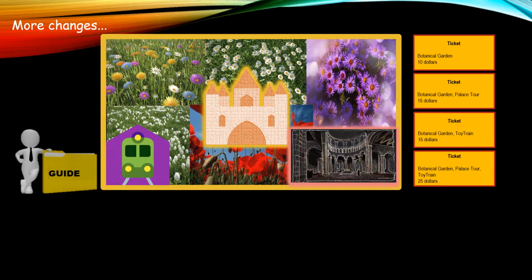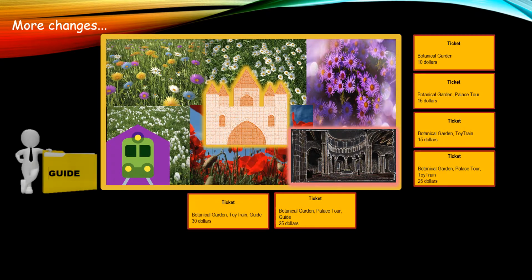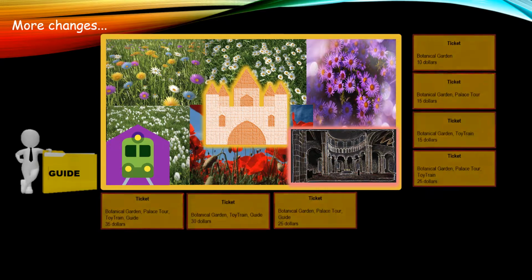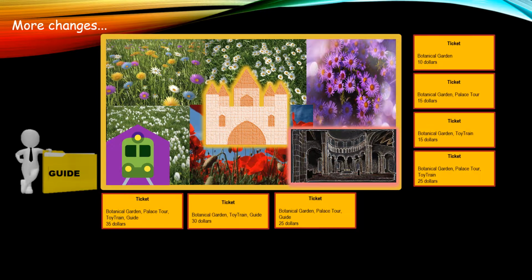One, in which visitor selects guide with palace tour. This will cost $25. Second, with a ticket cost of $30, where visitor chooses guide with a toy train. And the last one, with a cost of $35, that includes palace, train ride, and the guide. In the inheritance approach, we need to have one class for each permutation of the ticket.